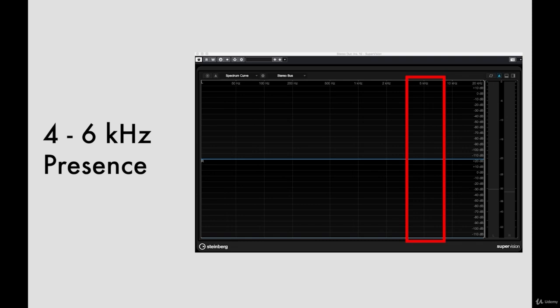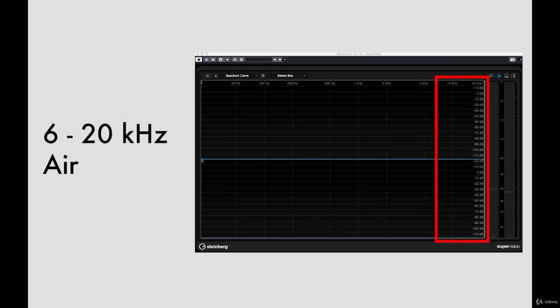The area from 4 kHz to 6 kHz is called the presence range. This area is responsible for definition and clarity. If you have too much of this range, it will sound harsh and brittle. If you have too little, it will sound distant and muffled.